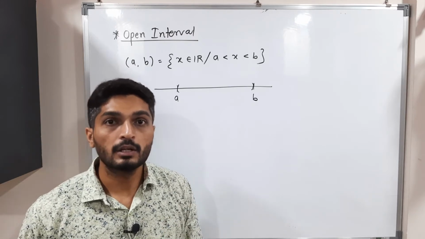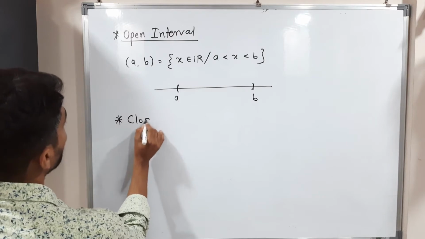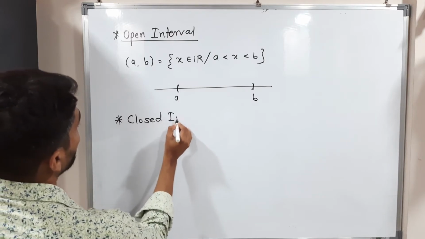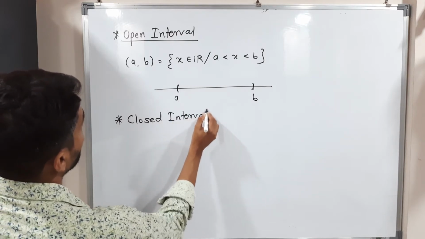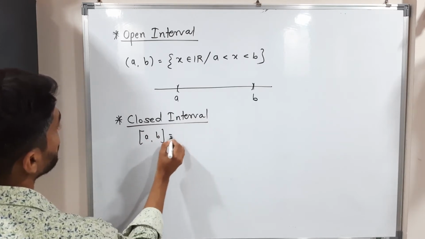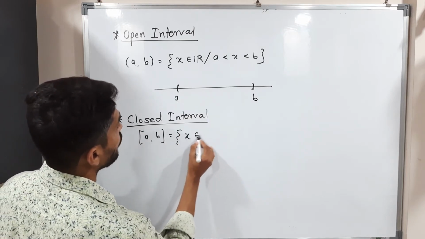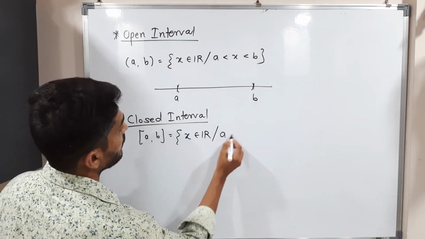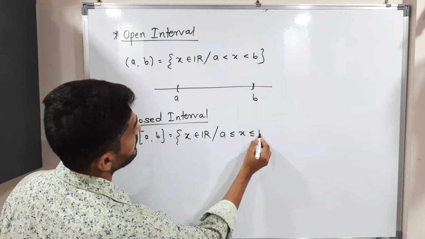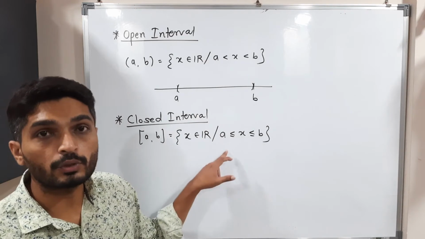The next concept is the closed interval. We write square brackets here. Closed interval is equal to x belongs to R, a less than or equal to x less than or equal to b. Can you tell me the difference between these two definitions?